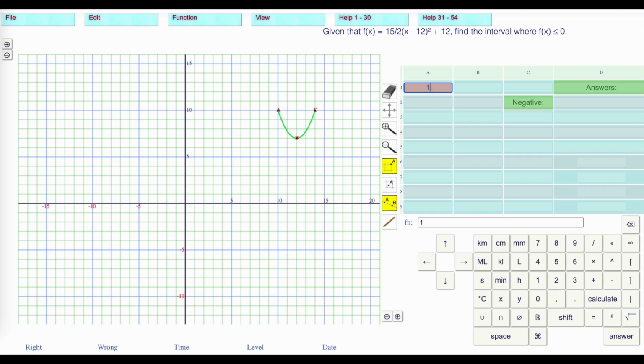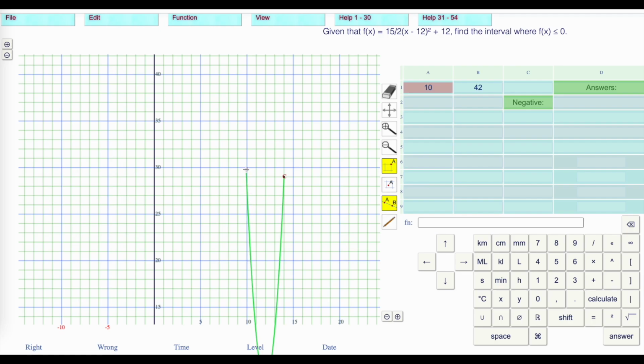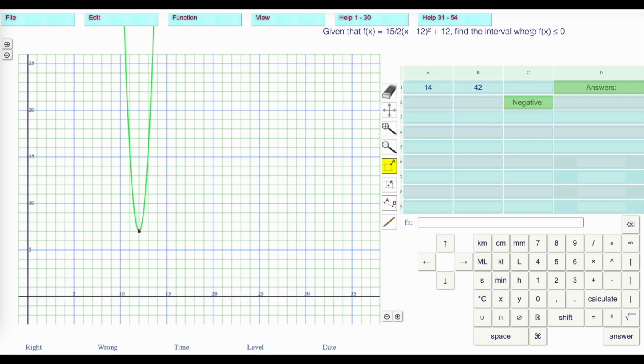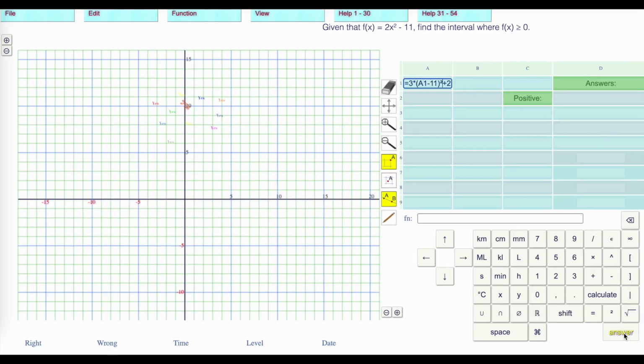I'm going to put in 12, and we should get 12 back, is equal to 15 divided by 2 times open bracket, the x minus the 12, close the bracket, square that, plus 12, and that gives us 12. At 10, 42. It really is going to look more like this. 14 should also give us 42. 13 gives 19.5, and 14 gives us 42. We're asking, when is it negative? Well, notice it's never negative. So we're just going to put null set like that, and then press answer to see if we're right.